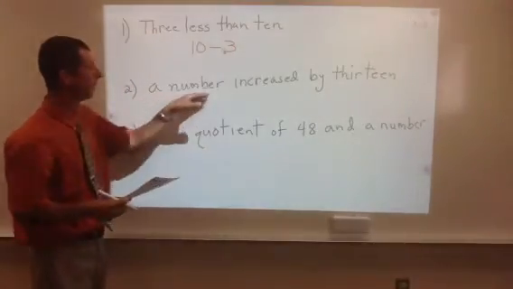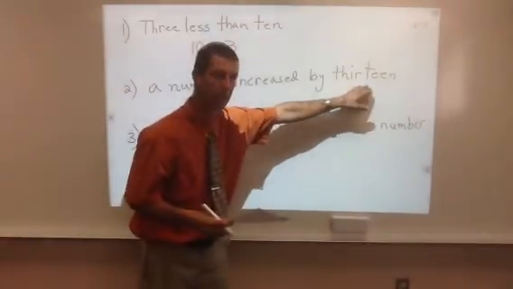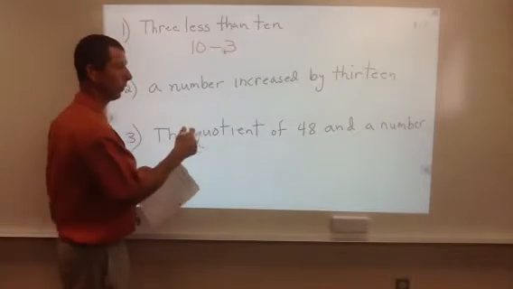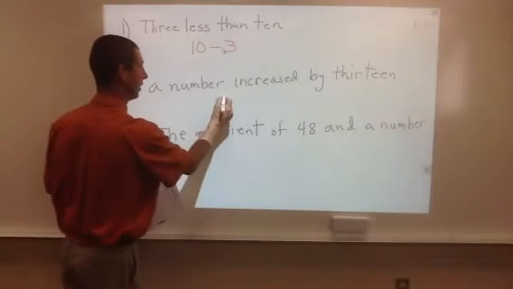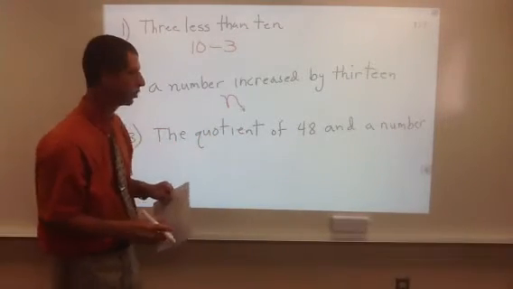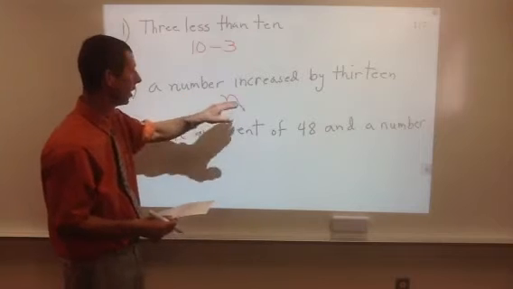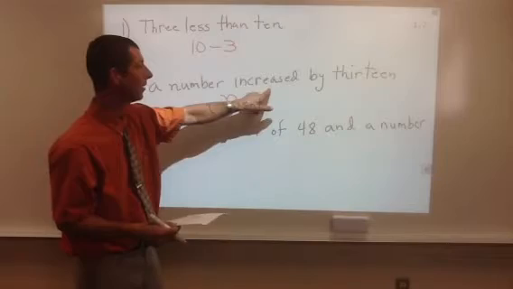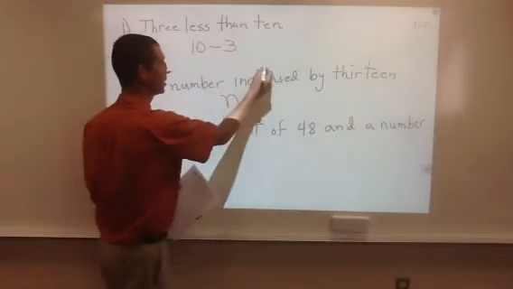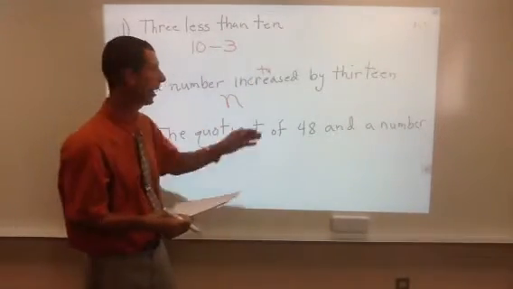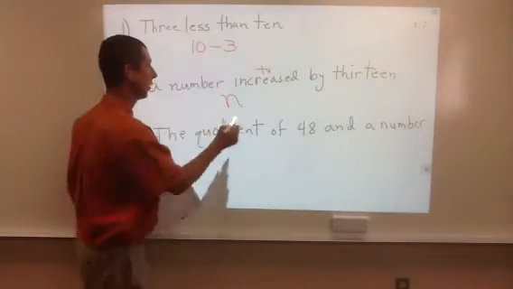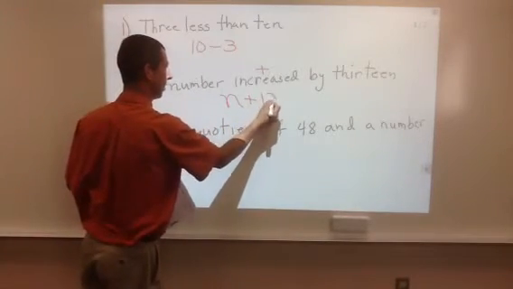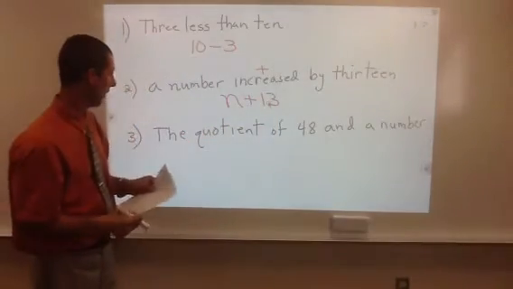All right, a number increased by 13. So we're going to take a number. We'll use the variable n. This is actually an algebraic expression here because we got a variable involved. So n is going to be our variable. That stands for the number. We want to increase it. So if we're going to increase it, we're going to add to it. Increase it by 13. So n plus 13.